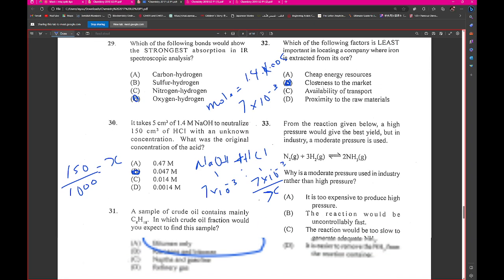From the reaction given below, a high pressure would give the best yield, but in industry a moderate pressure would be used, right? Why is a moderate pressure used in industry rather than a high pressure? A. It's too expensive. Alright, way too expensive. So we have that there.